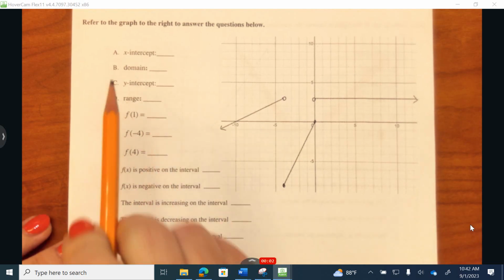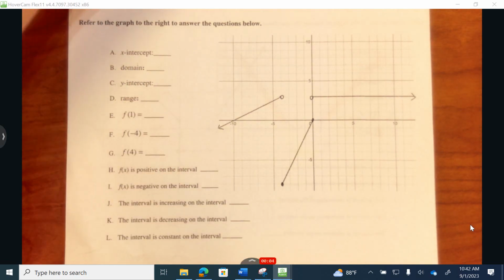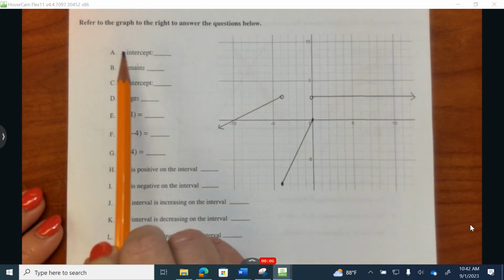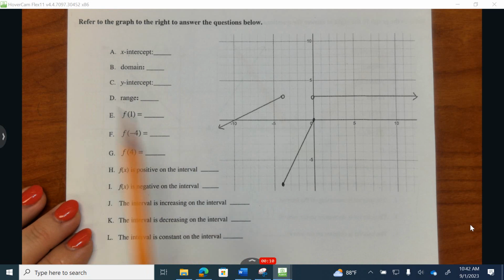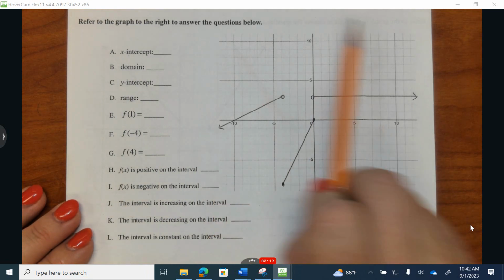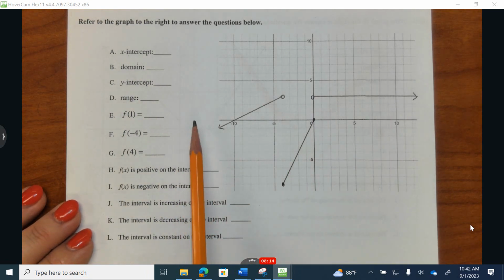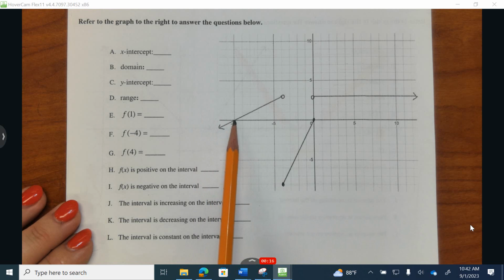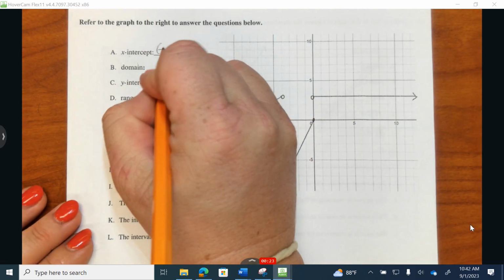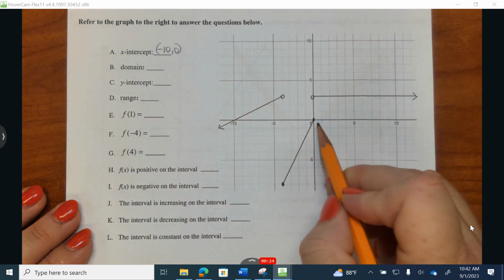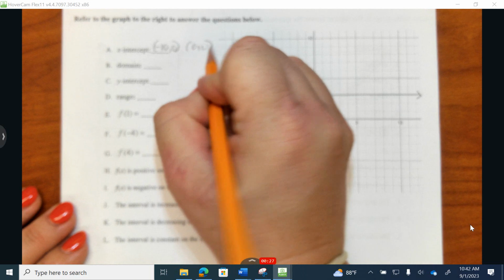Okay, we are going to start by identifying the intercepts. So I'm looking specifically at the x-intercept and the y-intercept. Now, the x-intercept means when we look at this piecewise function, where does it touch the x-axis? This is one location, and this is the second. They both have a closed dot. So one x-intercept is negative 10, 0. The second is at 0, 0.